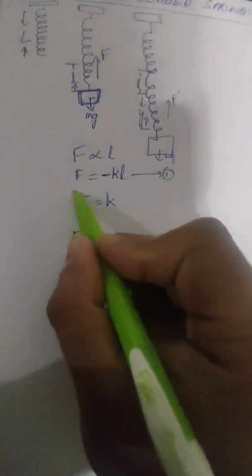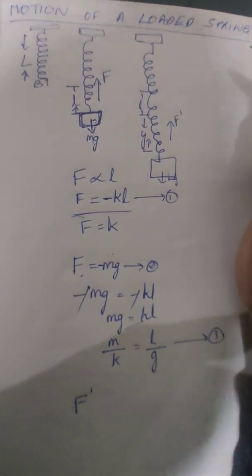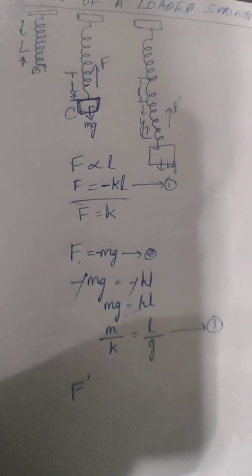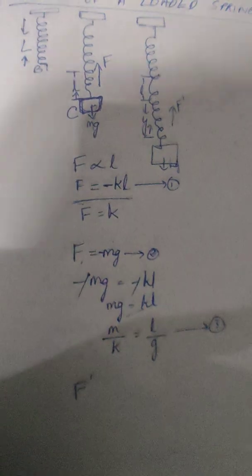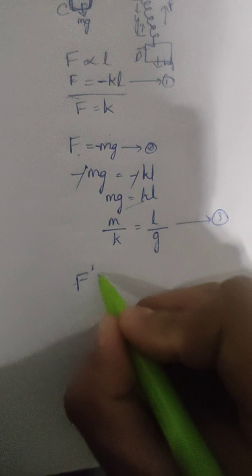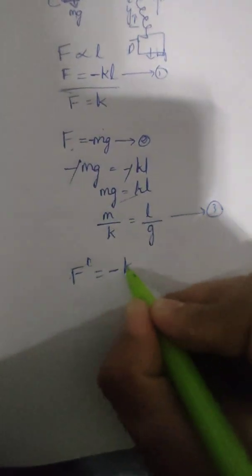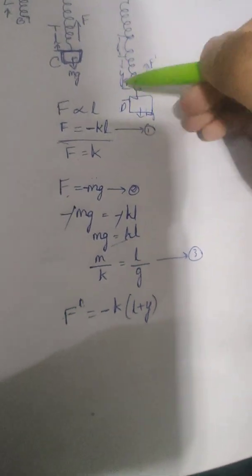So just like this equation, the new force for this third case, before, the original length is up to point B, and then when we apply an object, it is stretched up to C, and if we apply another force, then it is elongating up to point D, let's say. So the new force will be, just like this formula, minus k times l plus y, right? Because it is increased by l and y.